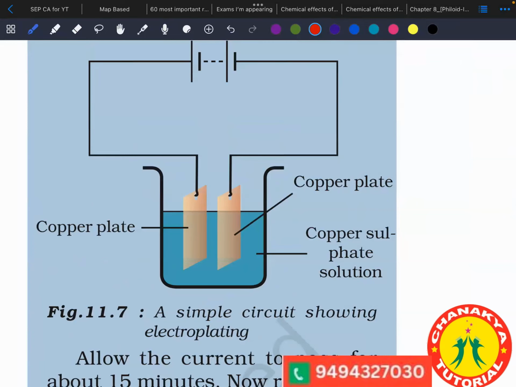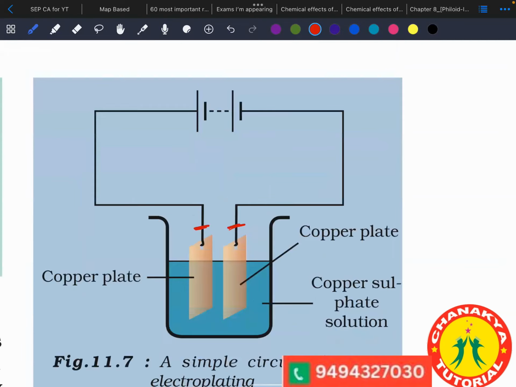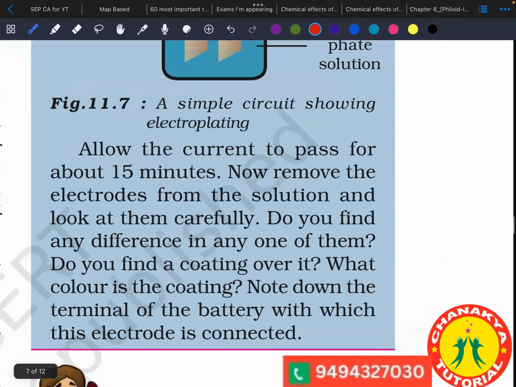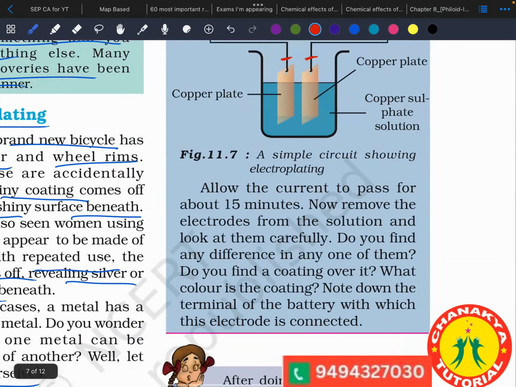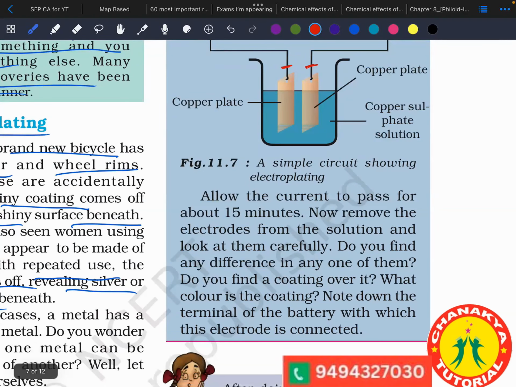Fine. So this blue color solution is copper sulfate solution, and these are copper plates which are attached to two terminals, terminal 1 and terminal 2. Now allow the current to pass for about 15 minutes. Now remove the electrodes from the solution and look at them carefully. Do you find any difference in any one of them?